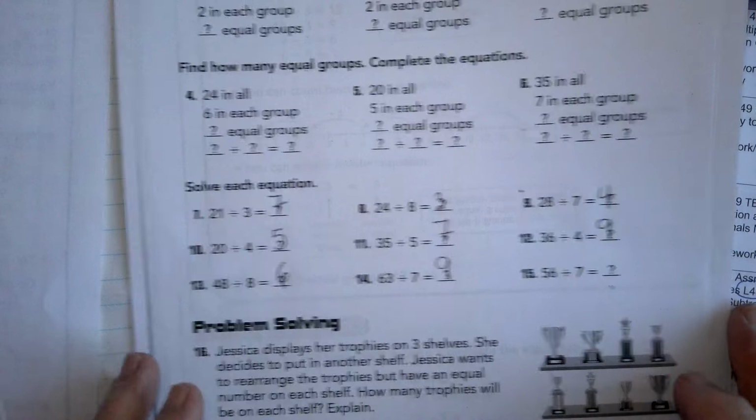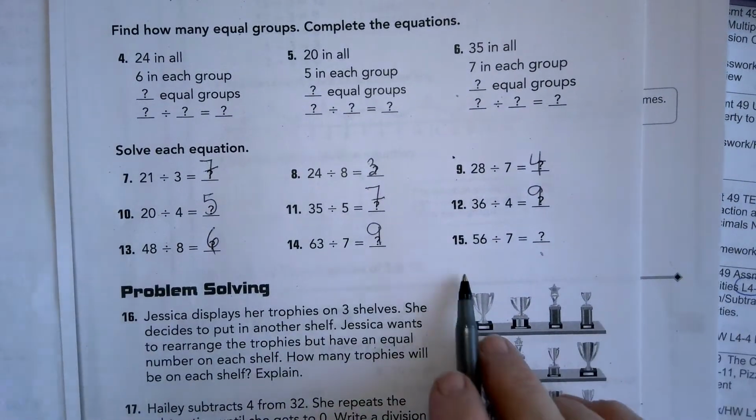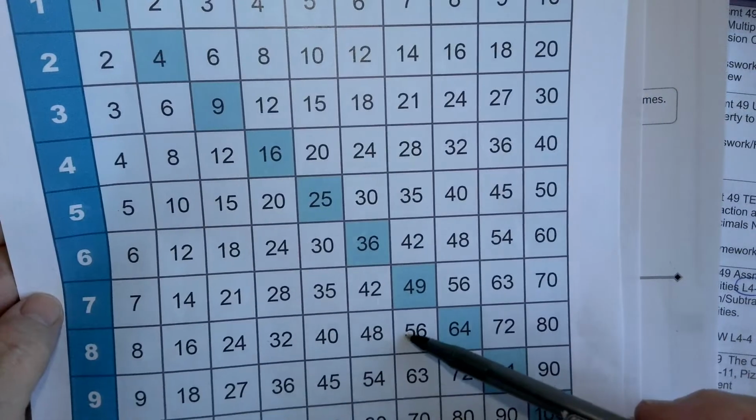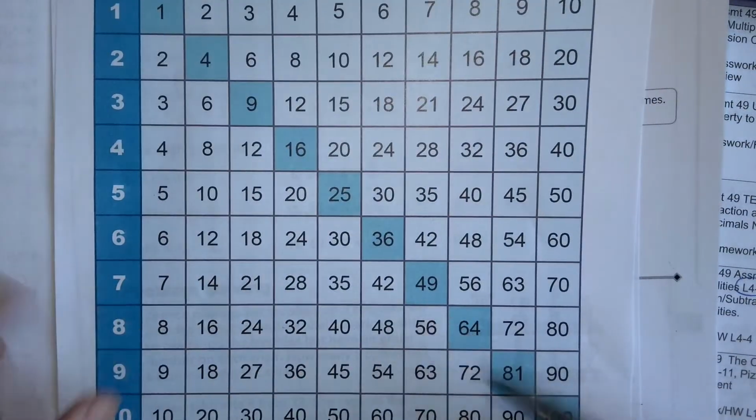Is it going to help you using the table for the next test? Yes. I think so. All right, then 56 divided by 7. 56 divided by 7 is 8. Good job.